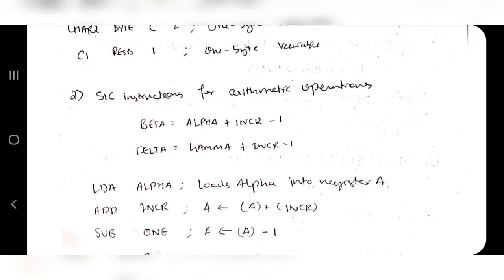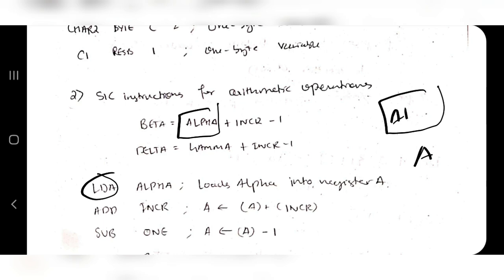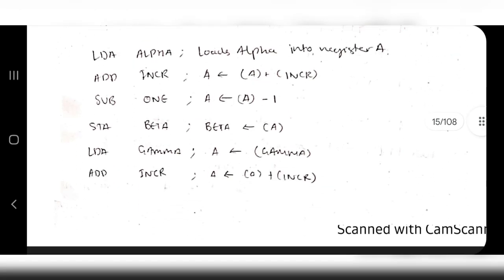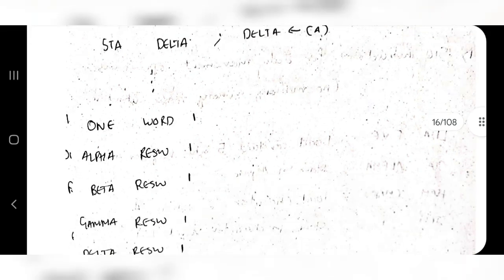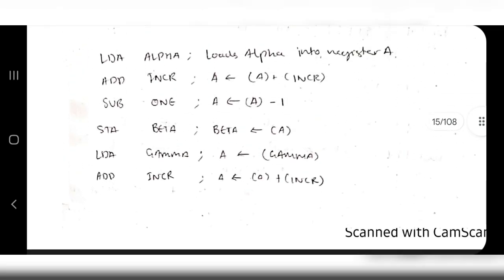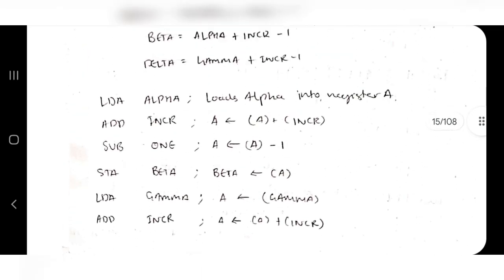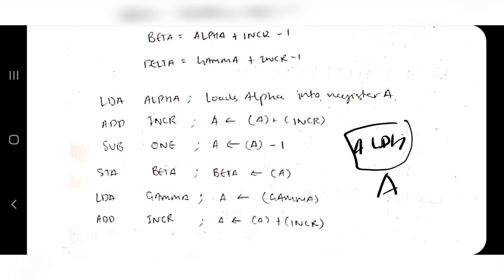So what is the first thing? Alpha is getting loaded in register A. So whatever the value of alpha is, that will be loaded. What is the value of alpha? Alpha is defined as a reserved word of size 1. Alpha is an empty value as of now, so when we assign some value, it will be assigned to alpha. But as of now, what happened is that in register A alpha is stored. Now add increment 1.